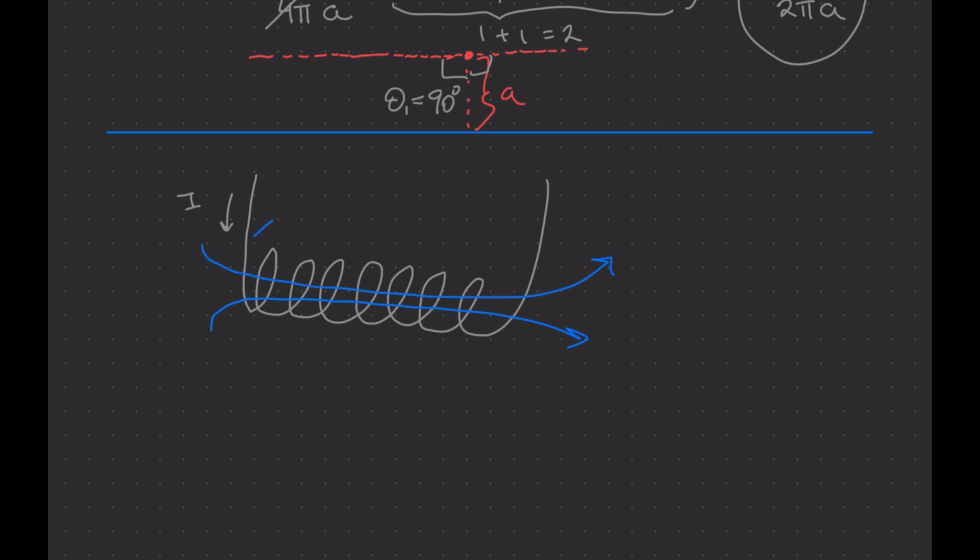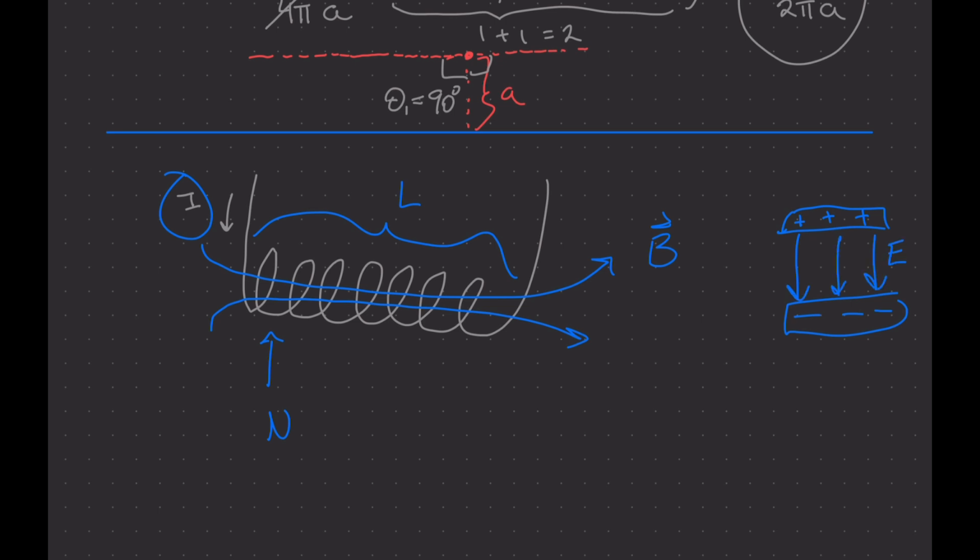So a solenoid here has length L, it has a number of turns, which is capital N, and it has a current running through it. And inside you get a strong magnetic field, which is unidirectional. It's kind of like when you had capacitor plates for the electric field, and you saw that in here you created a strong uniform electric field. The solenoid is like the magnetic field version of that.